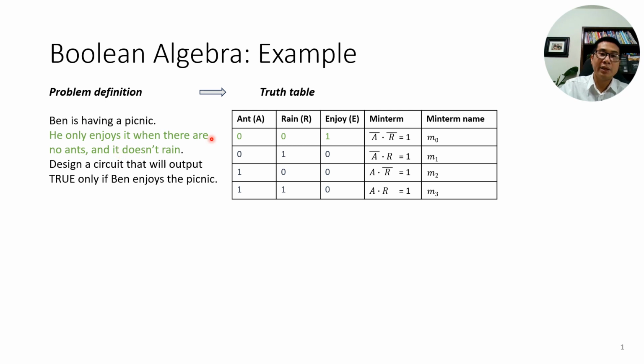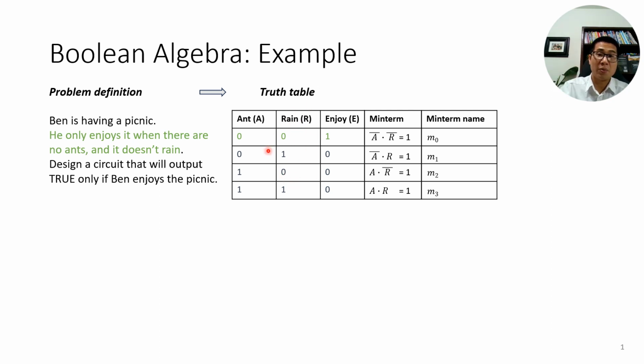Okay. Then the first step that we have done over here is to create the truth table. So A is for ant and R is for rain. If no ant, no rain, then he enjoys it. All the rest will be not enjoying. Then from there we need to convert this into a Boolean algebra equation.